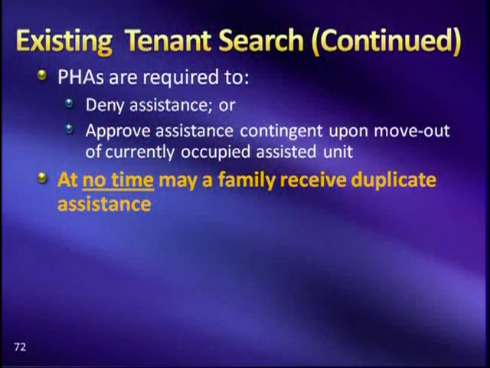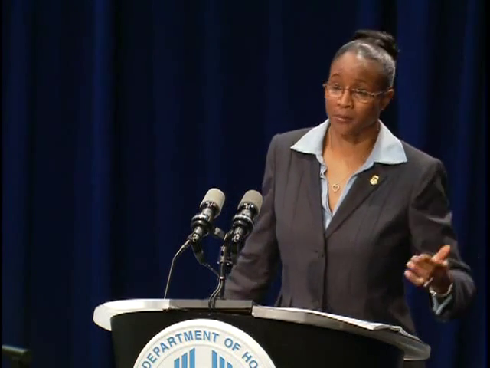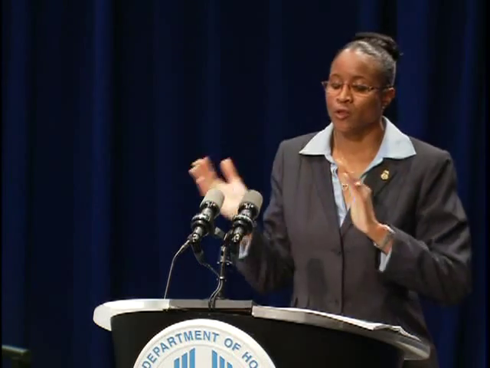And it's real simple. If there's a positive result, you're required to deny assistance or approve assistance contingent upon move out of currently occupied assisted unit. And what is meant by that, maybe you have a family that's in a program already, but let's say they're moving to another area. They're in public housing in Cleveland, and now they're coming to DC. Well, that's fine. They're going to EOP out of Cleveland, but they're going to be a new admission under the DC Housing Authority. But at no time can there be duplicate assistance.